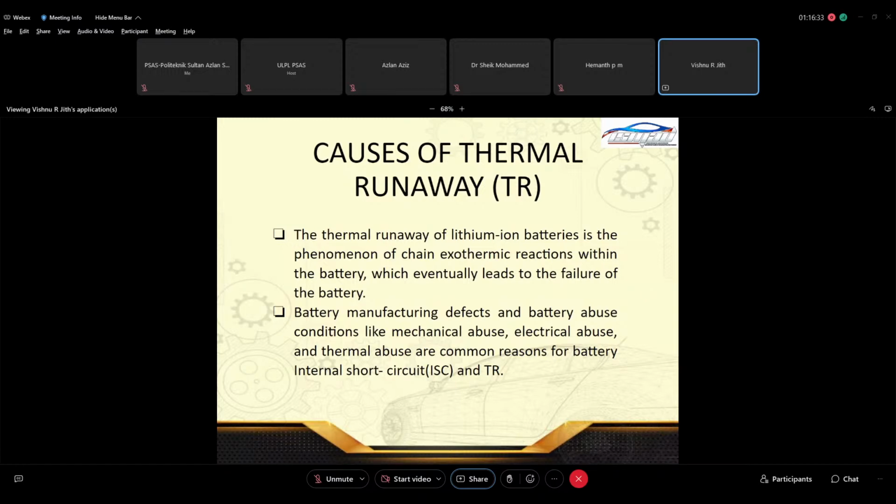Thermal runaway of a lithium-ion battery is the phenomenon of a chain of exothermic reactions within the battery, which eventually leads to the explosion or failure of the battery. Battery manufacturing defects and battery abuse conditions, like mechanical abuse, electrical abuse, or thermal abuse, are the common causes of the explosion, followed by the internal short circuit.